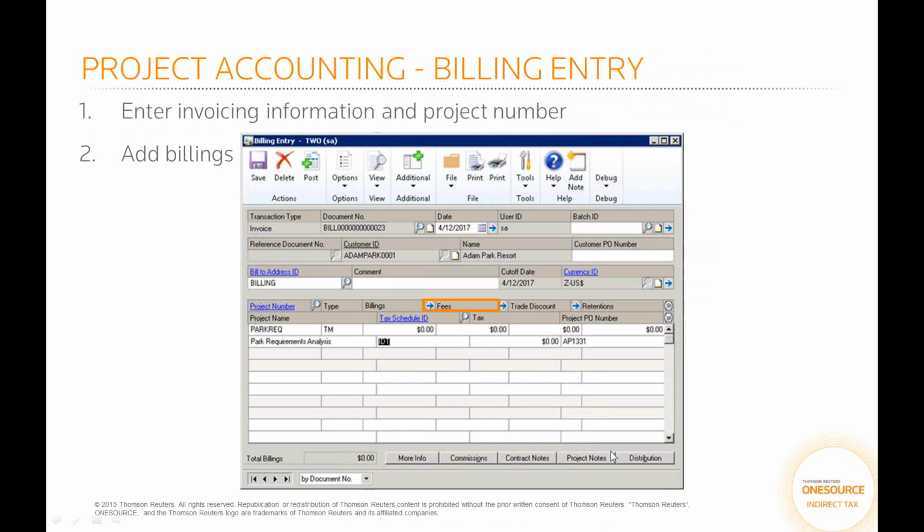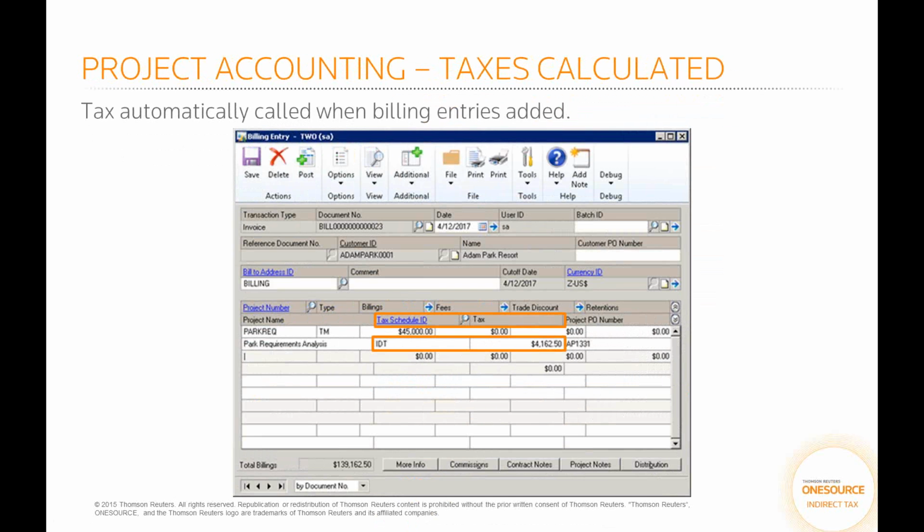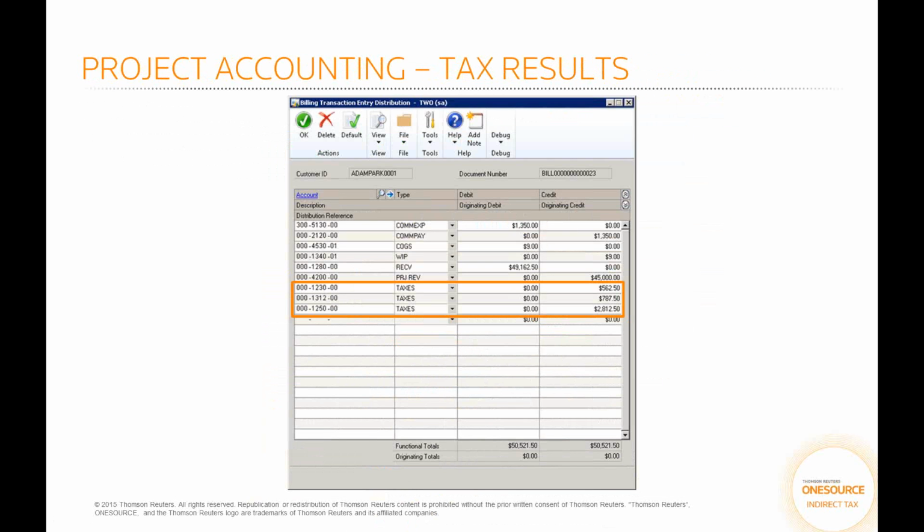So you would enter the invoicing information, project number, and add billings. Then you would add appropriate items or more billing entries. And as you do that, taxes will be automatically calculated in the background. And here we see the tax results distributed accordingly in the same fashion as if it was done with native tax.